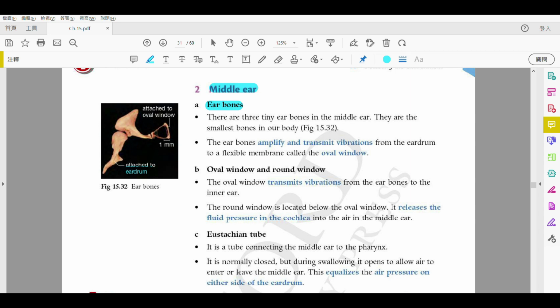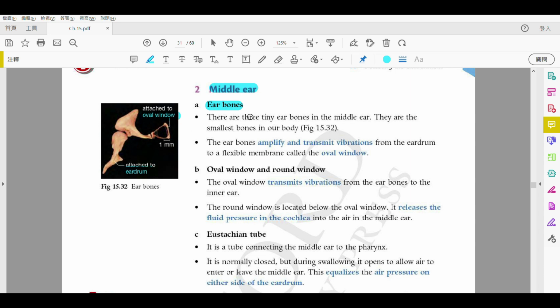However, as you can see, there is a very, very thin layer, so-called the oval window here. The oval window before it enters the cochlea, alright? 所以啦, therefore, the ear bones are actually connecting the eardrum and the oval window.